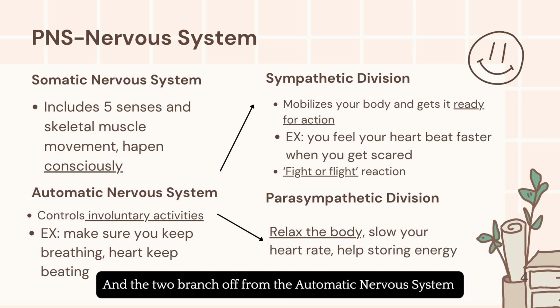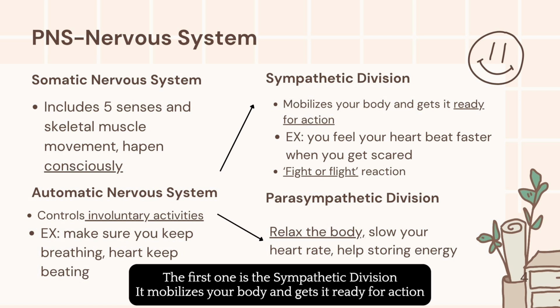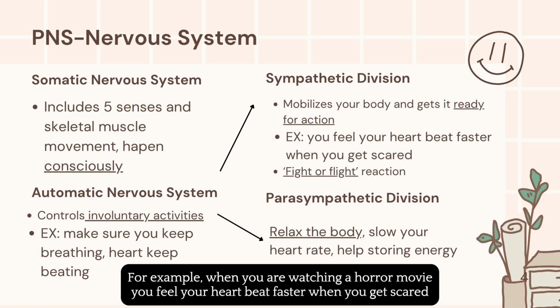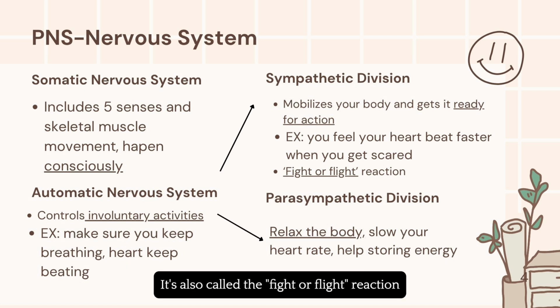And two branches come off the autonomic nervous system. The first one is the sympathetic division. It mobilizes your body and gets it ready for action. For example, when you're watching a horror movie, you'll feel your heart beat faster when you get scared. It can also be called the fight or flight reaction.